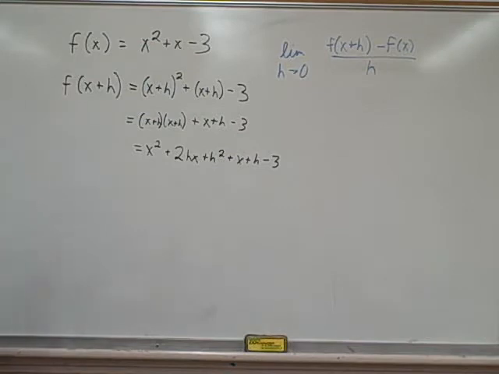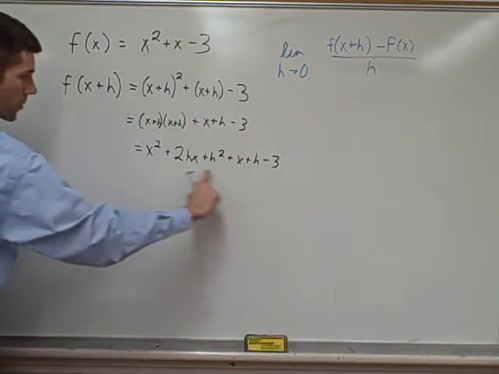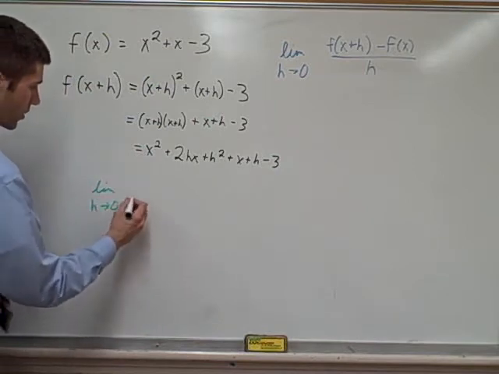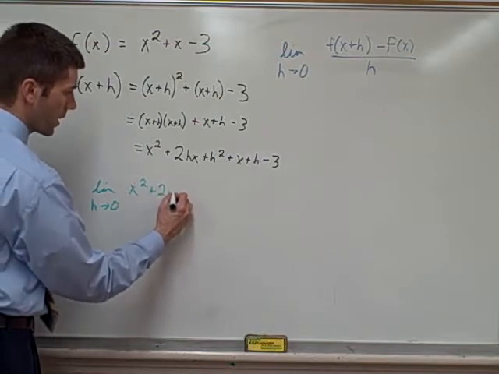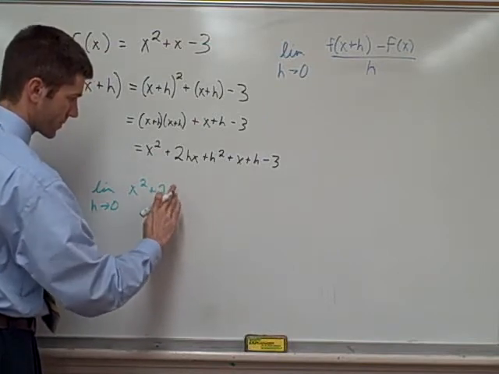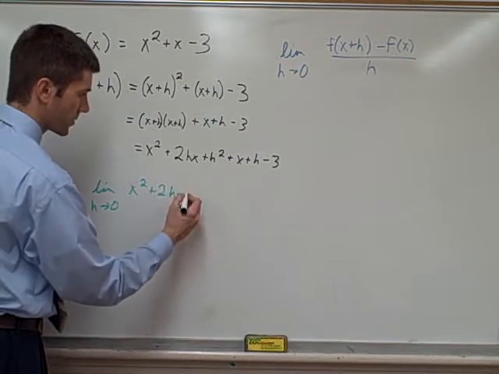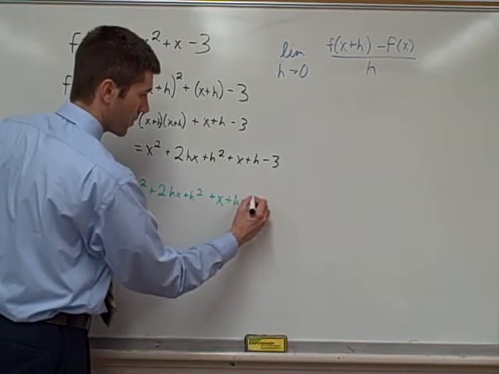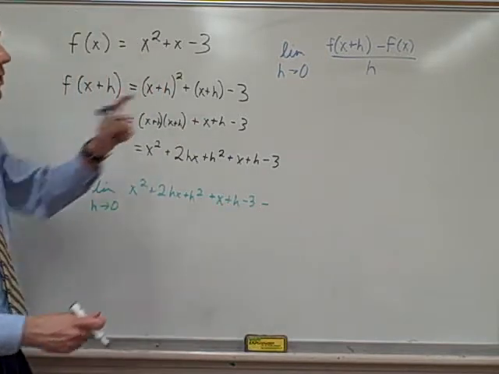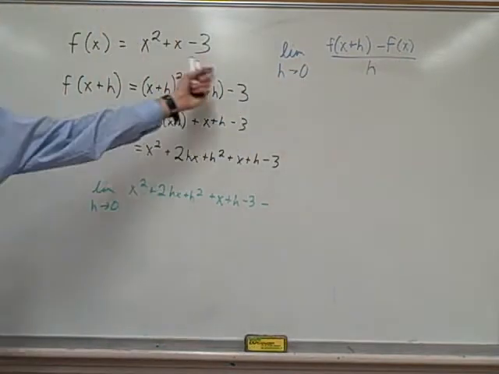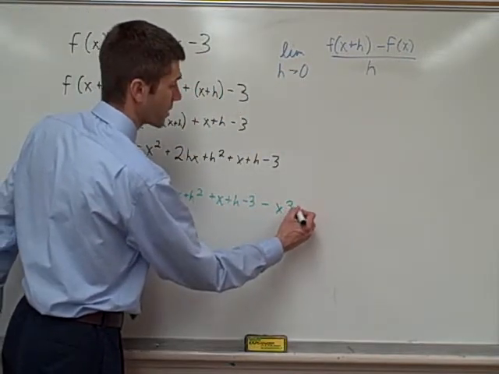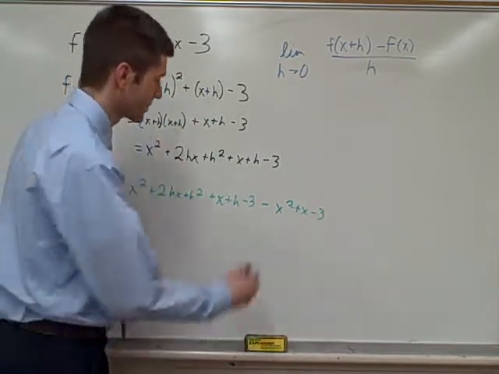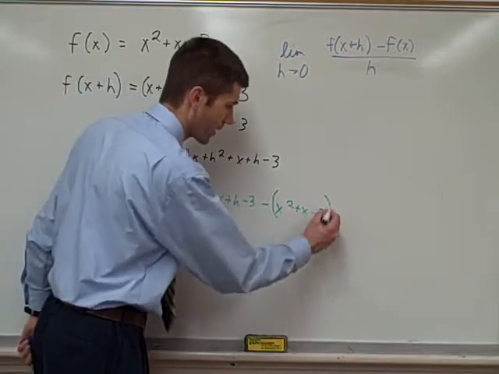We'll switch colors here. We're going to go to green. So looking at that, plug that in first. So the limit as h approaches 0 of x squared plus 2hx plus h squared, plus x plus h minus 3 minus the original function, which is right here, staring you in the face, x squared plus x minus 3. Be careful, what did I forget? Nothing, because I remembered it. I wanted to see if you remembered. There we go.